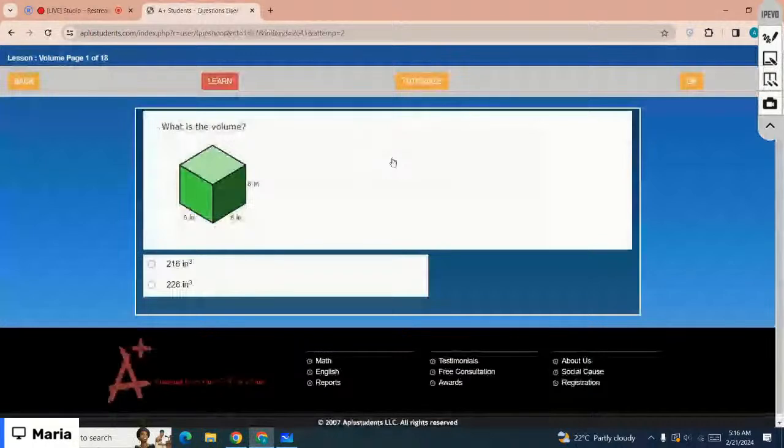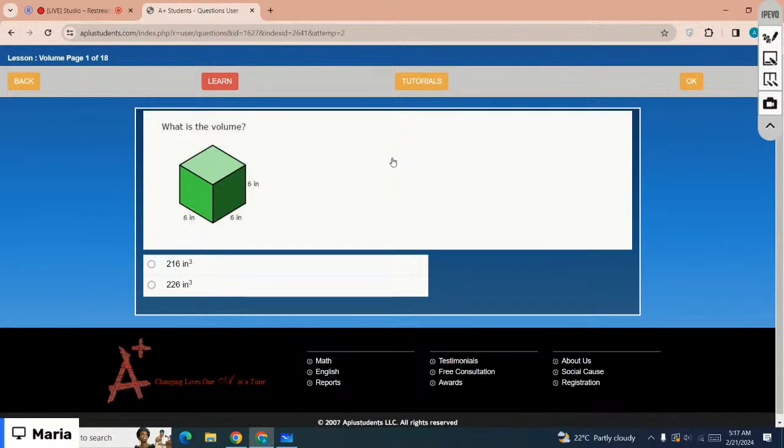Okay, the first one is, what is the volume? First, you have to understand the shape, like which shape it is. If you see, all the faces of this shape are squares, isn't it? So this is a cube. First thing is you have to understand the shape, then you see how to find the volume. The faces are squares, so the shape is known as a cube, and you have to calculate the volume of the cube.